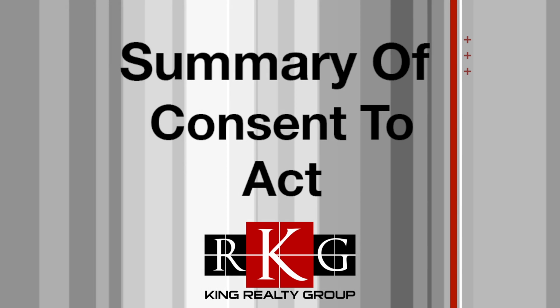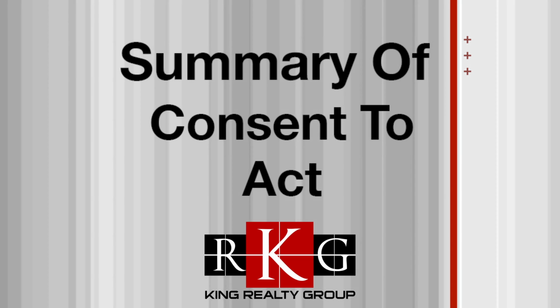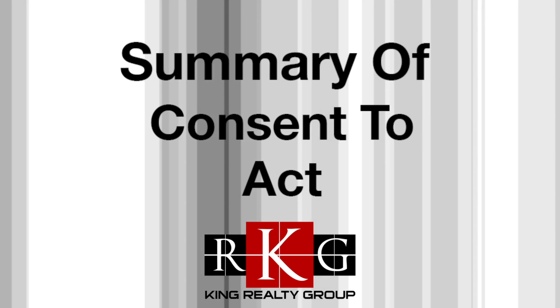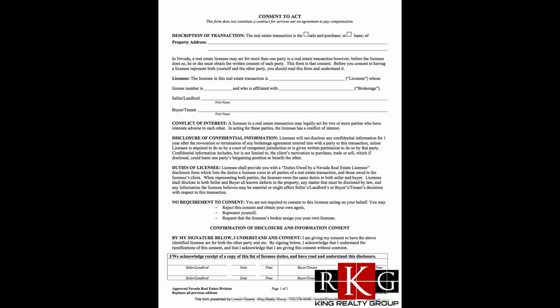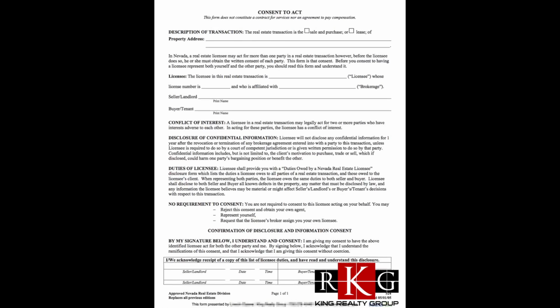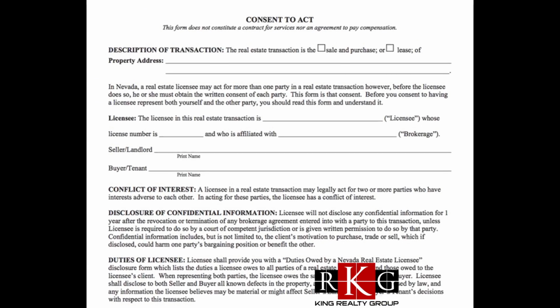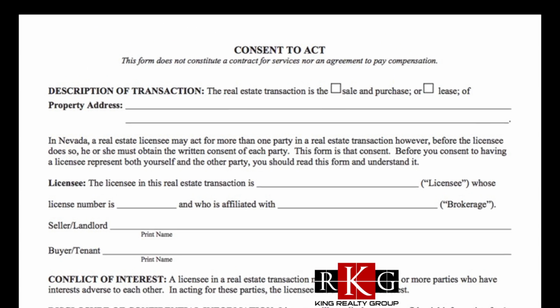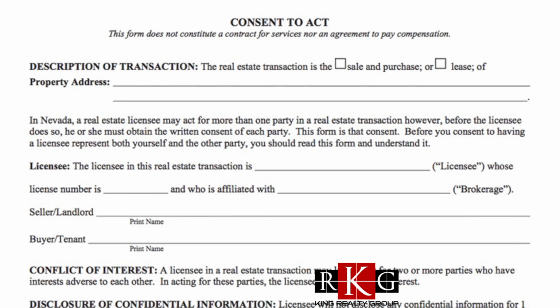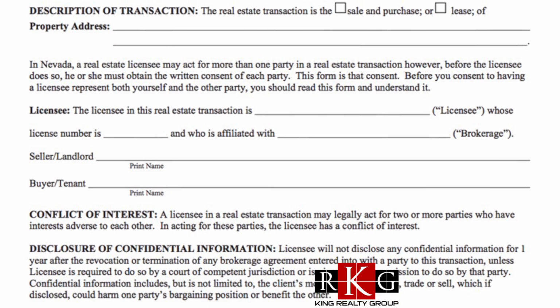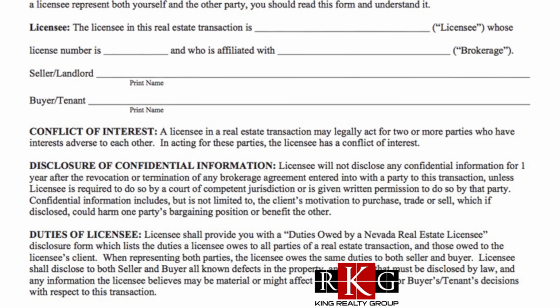Summary of Consent to Act, NRS 645.252, subparagraph 1, subparagraph D. Nevada law allows a broker to represent more than one party in a real estate transaction. The same person or entity may act as the agent for two parties interested in the same transaction when their interests do not conflict and where loyalty to one does not necessarily constitute a breach of duty to the other.